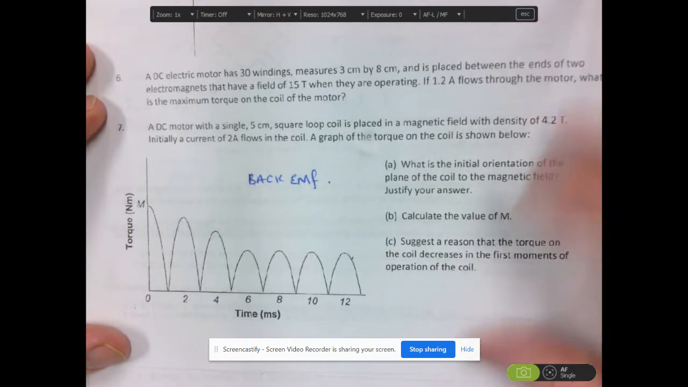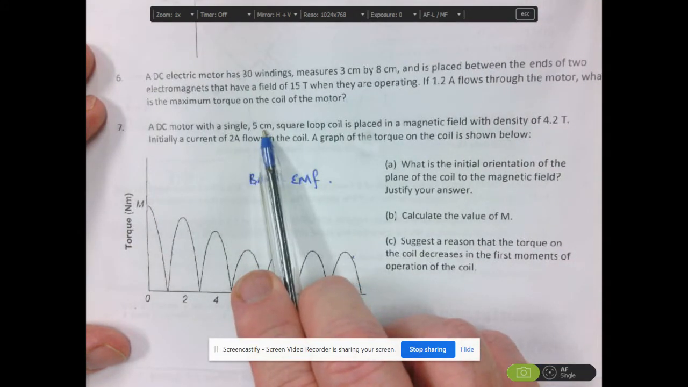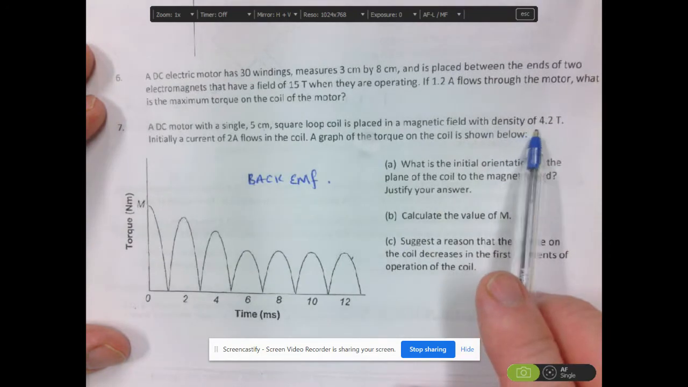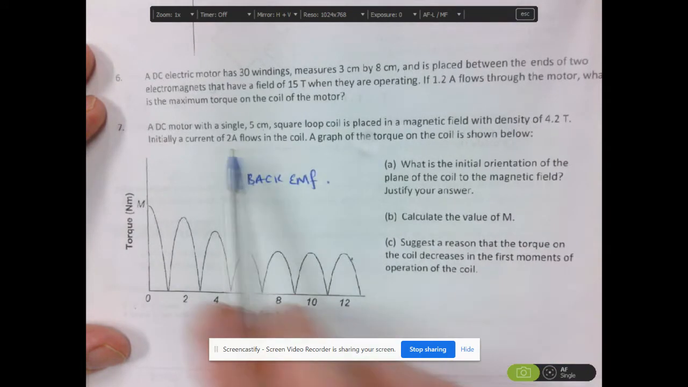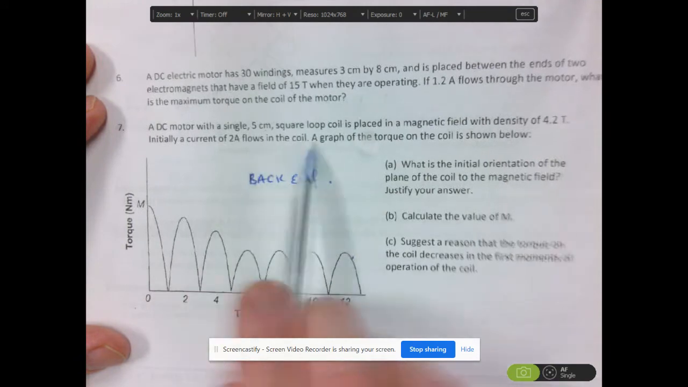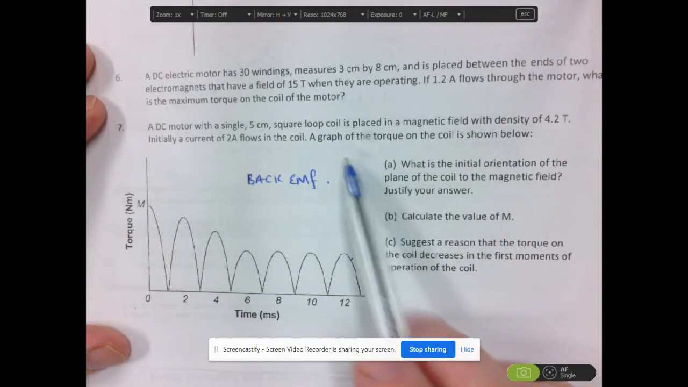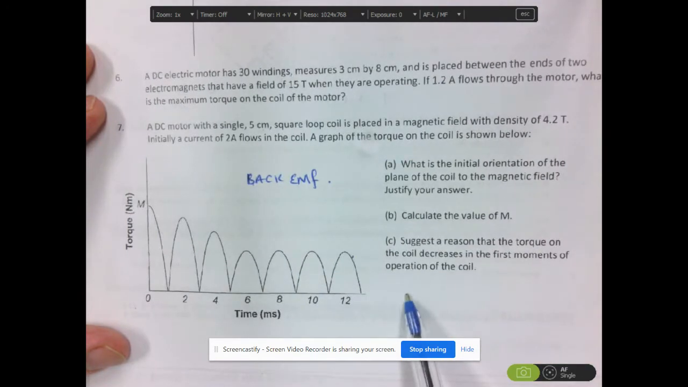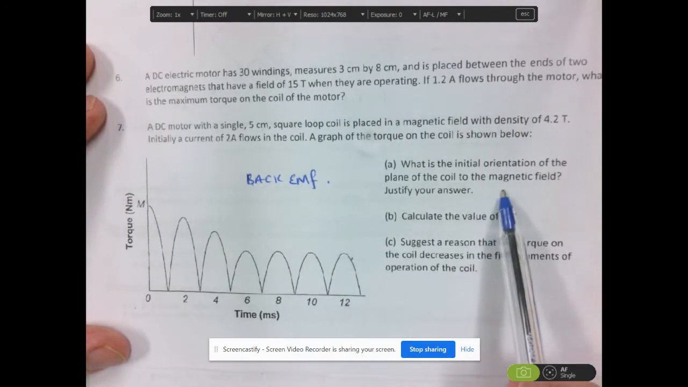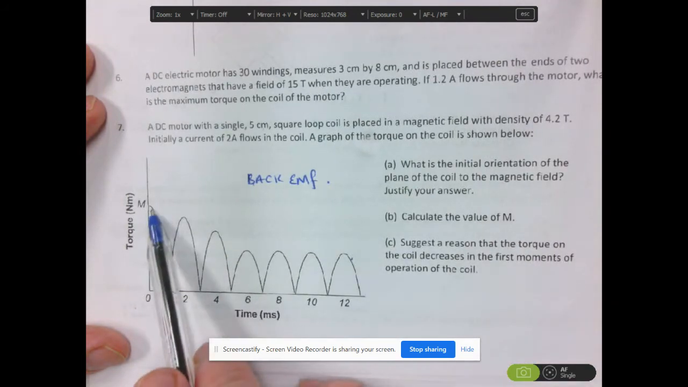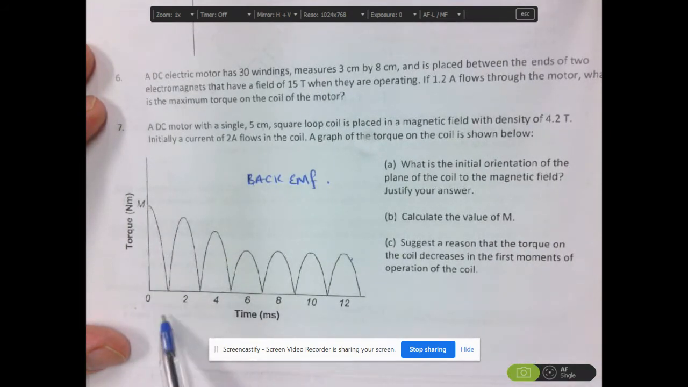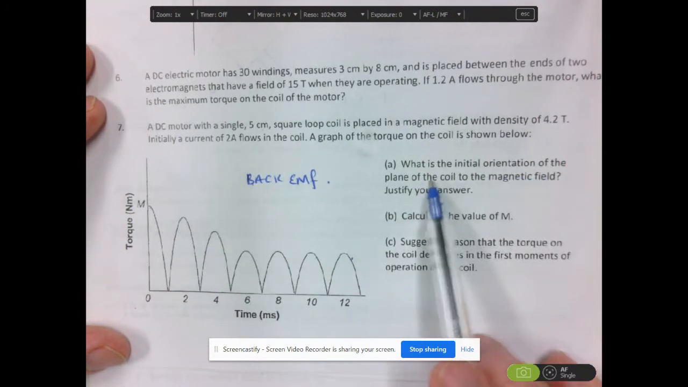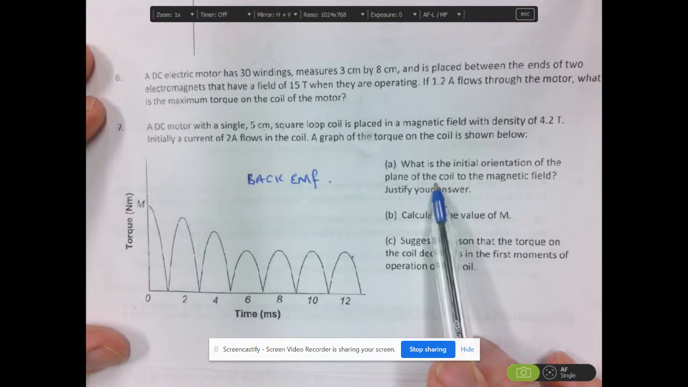A DC motor has a single 5 centimetre square loop, so it's 5 by 5. It's placed in a field of 4.2 Tesla with 2 amps initially flowing through the coil. Okay, so the graph of the torque is shown below, and we've looked at the actual shape of this graph already. Okay, so we've got maximum torque started here. So we're starting at time equaling 0 with a maximum torque. So what would be the initial orientation to get a maximum torque at 0? We would need the coil to be horizontal in the field.